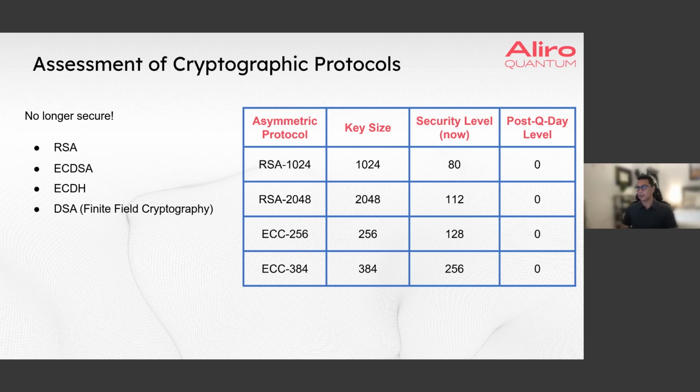Okay, so what protocols are we talking about? Which protocols need to be replaced? So let's take a look at the asymmetric protocols that we use today in these systems. The most popular ones are RSA, Diffie-Hellman, and the elliptic curve variants. So these protocols, as you can see in the right column, after Q-Day, their security level goes down to 0.